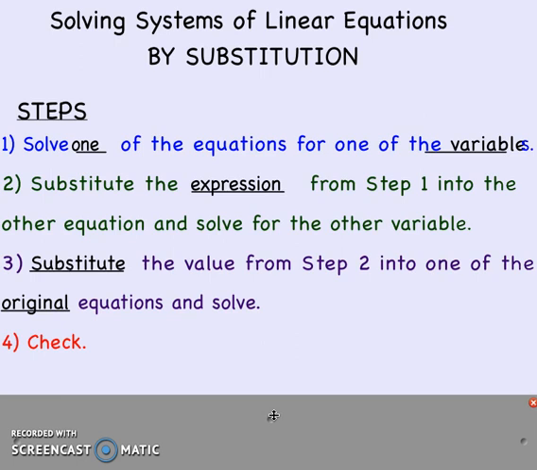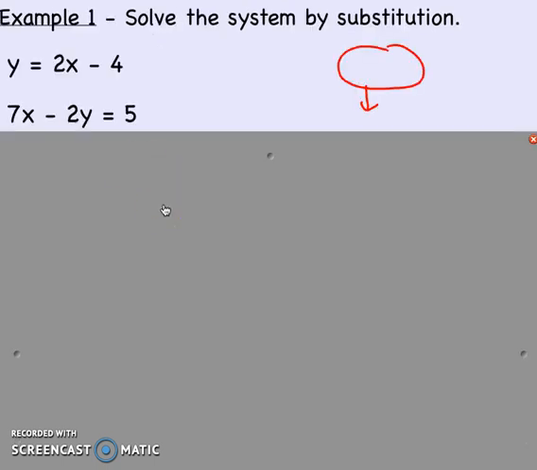Step 4 is to check to make sure that our solution is correct. We want to substitute the solution back into both equations to make sure that it works in both. Let's take a look at an example to see how this works.